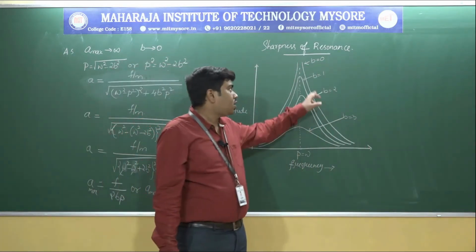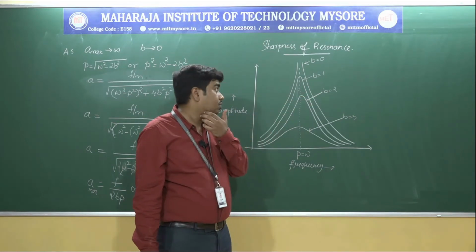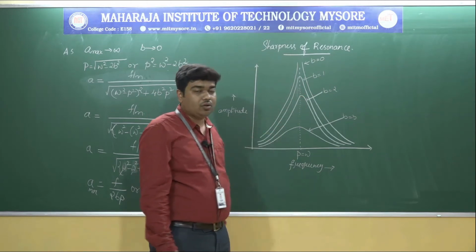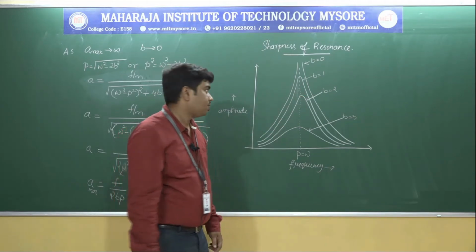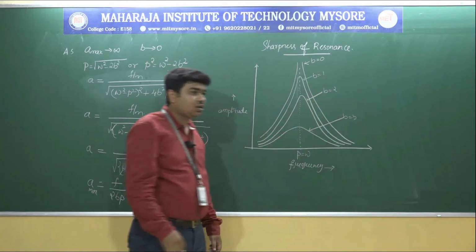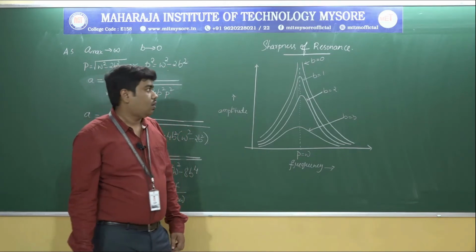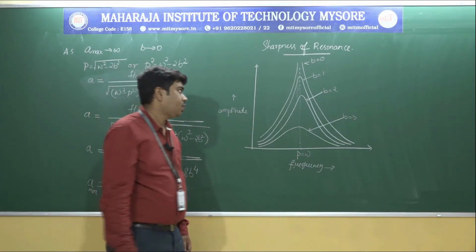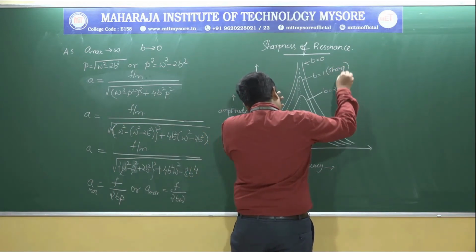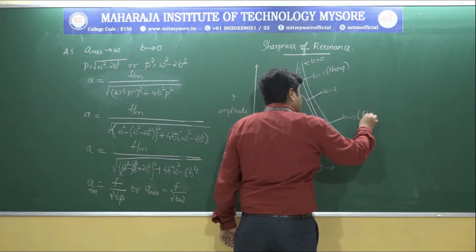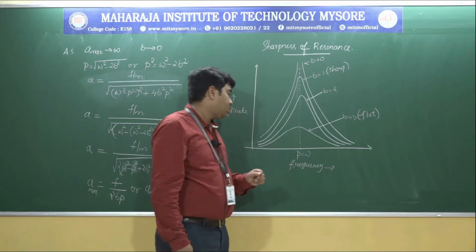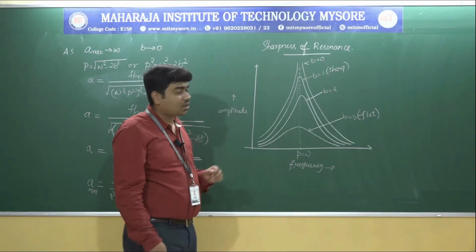And then as you can see, as the value of b, or the value of the damping factor, goes on increasing, the amplitude of the oscillating body goes on decreasing. Whenever the amplitude of the oscillating body decreases, it's only because of the increase in the value of the damping. Now I can call this a sharp curve, and I can call this a flat curve. Now based on this graph, we can define the sharpness of the resonance.